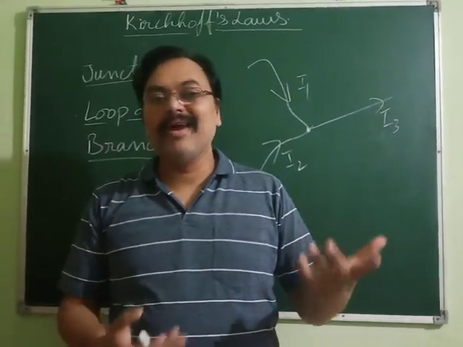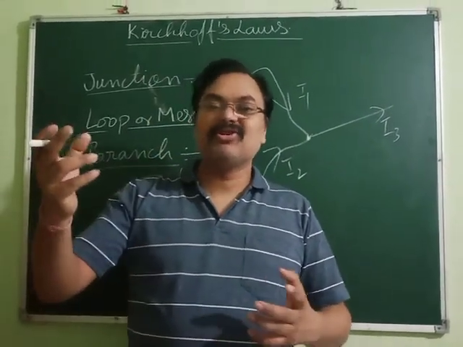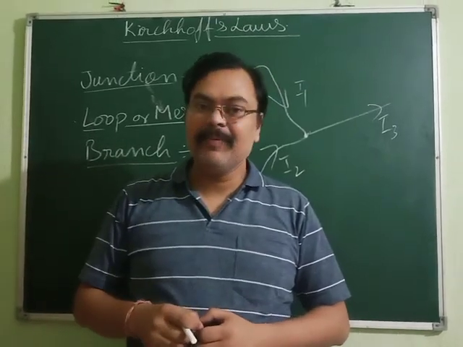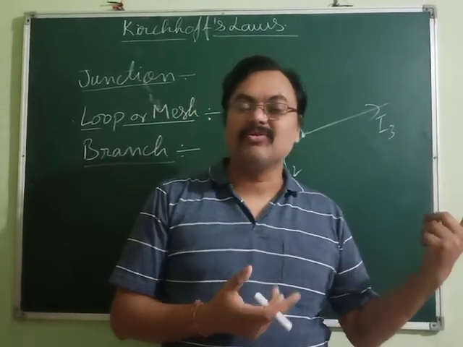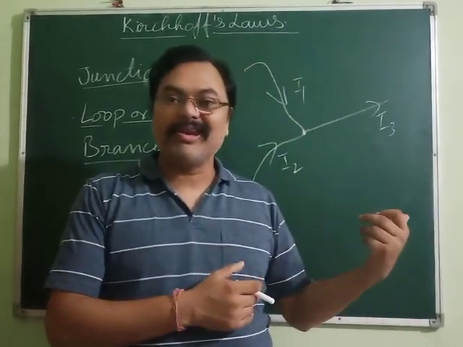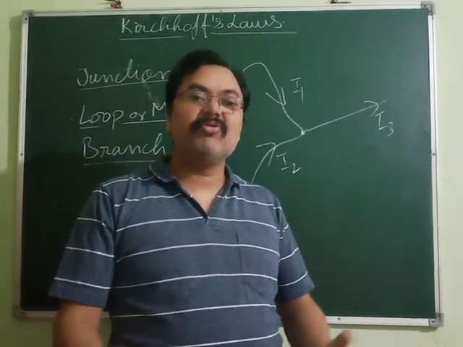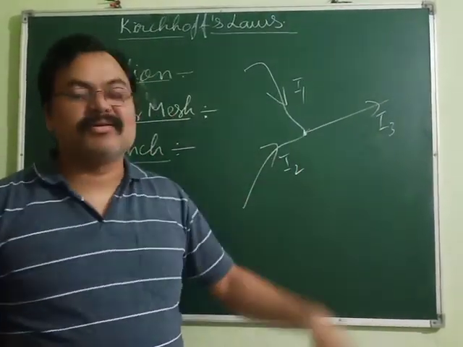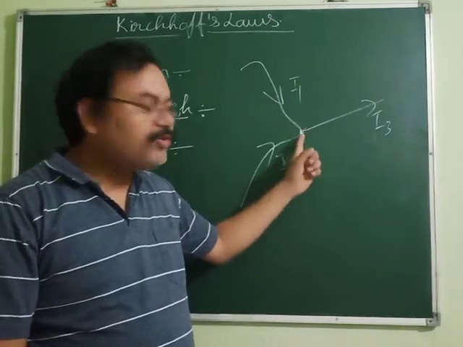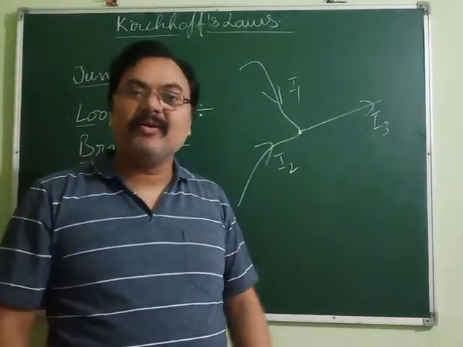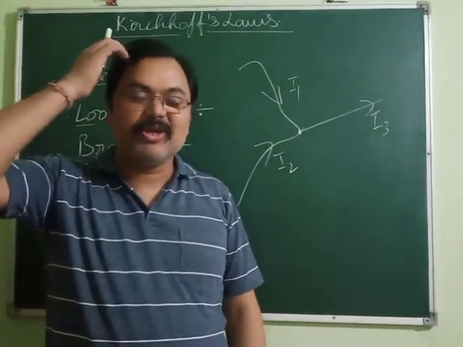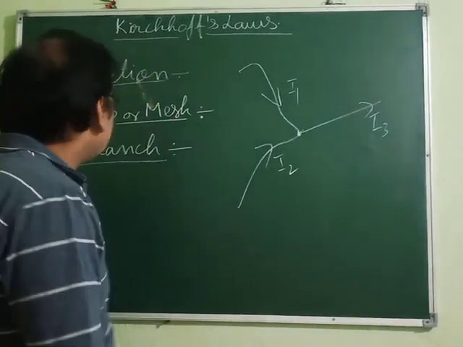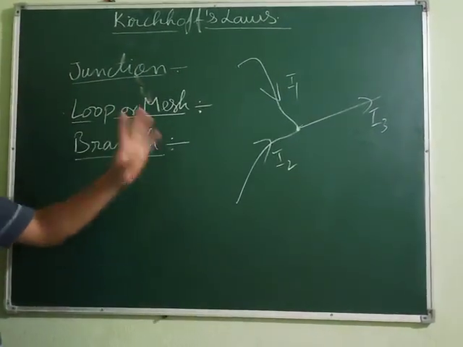And that's why you find that with the names of some stations, junction is written. The same is the concept over here also. Here we are not talking about trains or railway tracks, we are talking about current carrying conductors. So junction is the point of joining, where two or more conductors are joining together. Clear? Now next is loop or mesh.